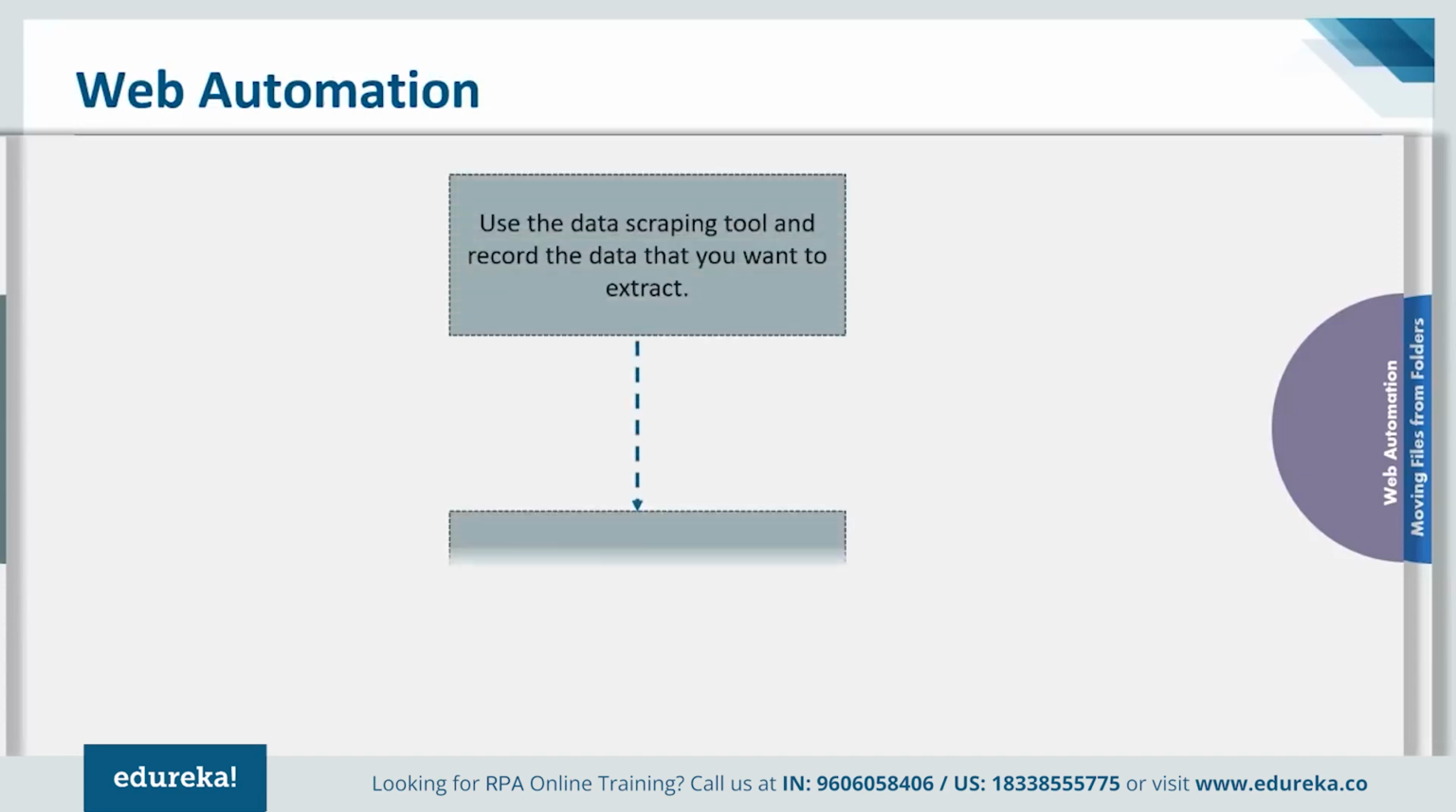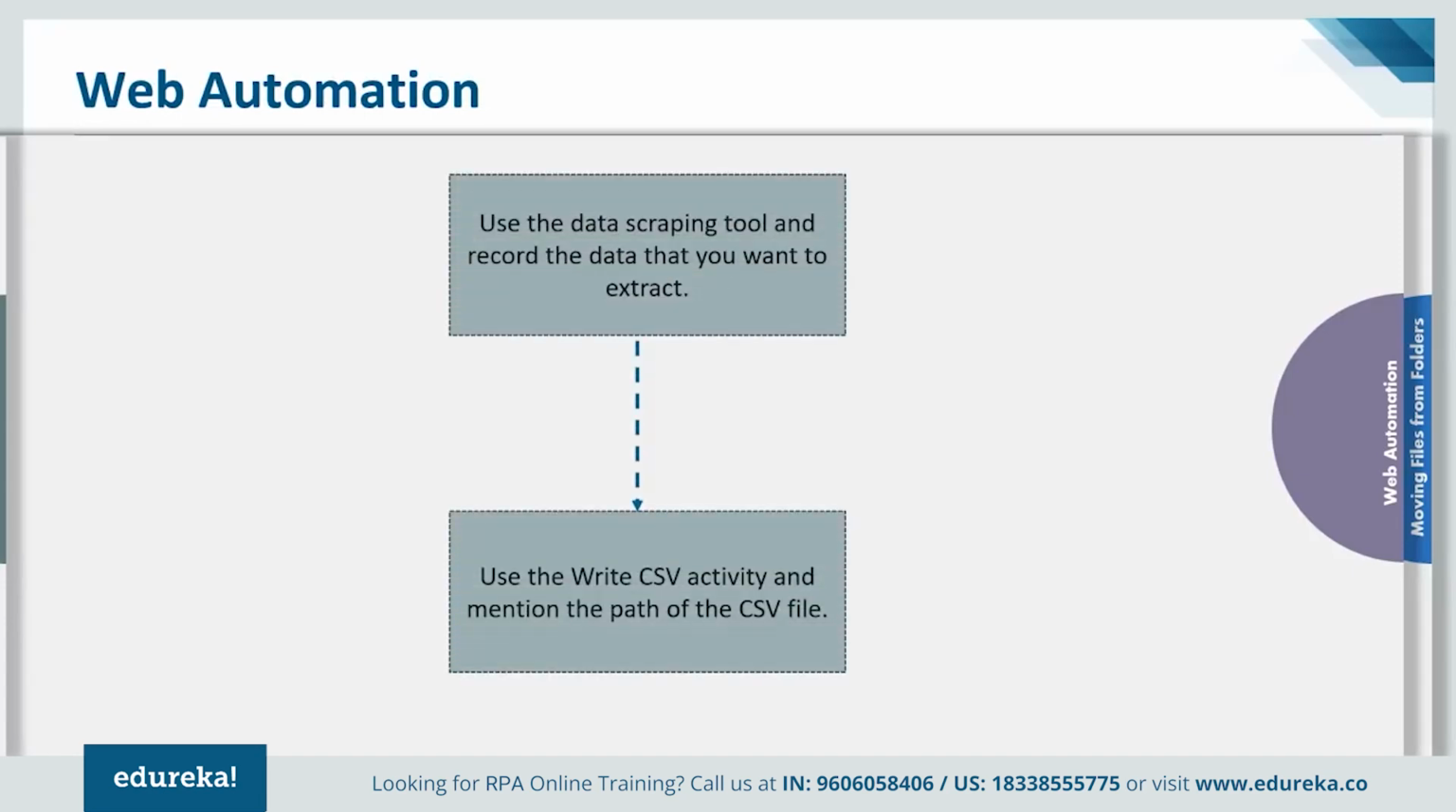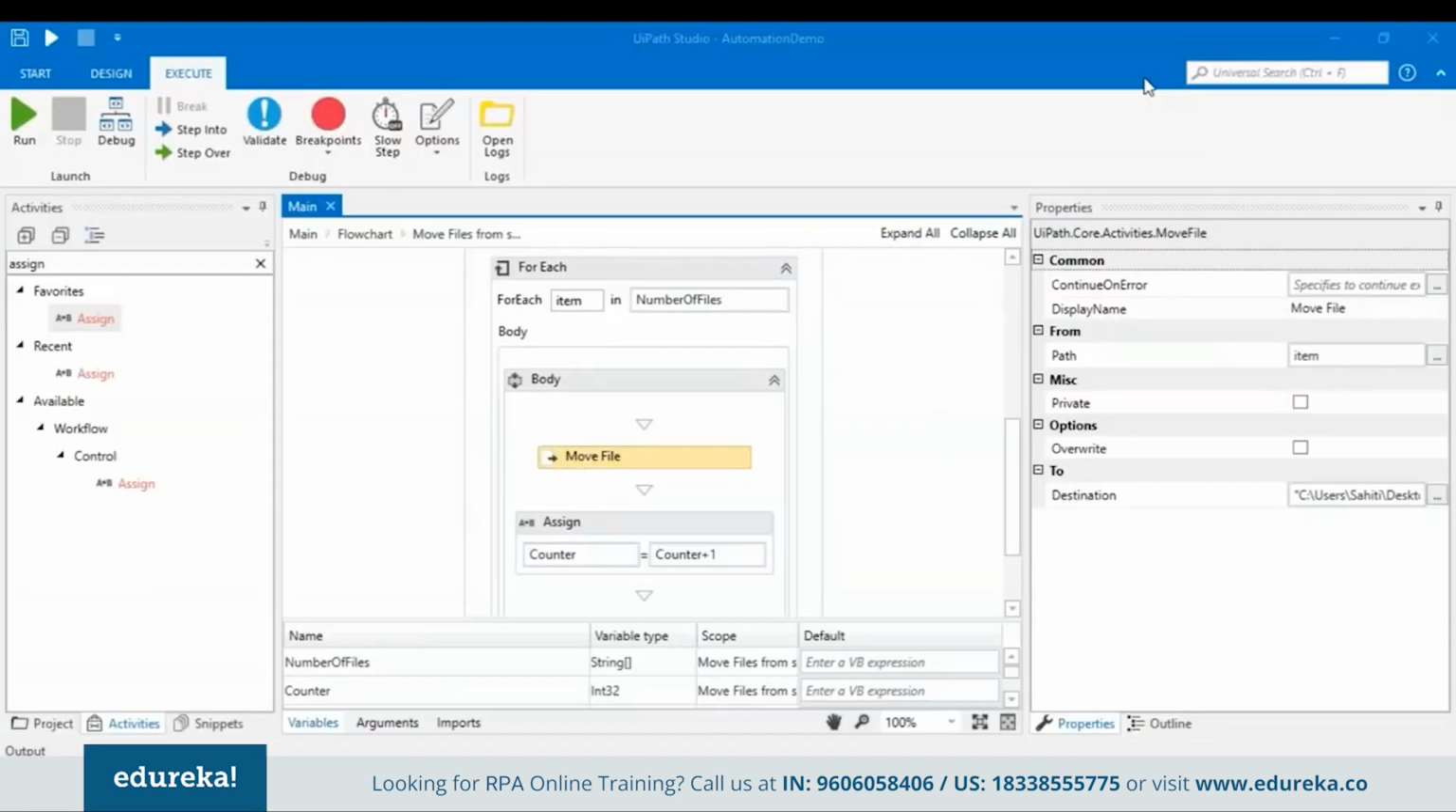You just have to open your UiPath Studio, use the data scraping tool, and record the data that you want to extract. So basically, first you have to make sure that your website is open, and then you go back to the UiPath Studio and choose the data scraping tool. Once you choose that, you indicate the elements of what all data you want, and then you choose the right CSV activity to store all the data that has been extracted from the website, right? So that's really simple, guys. Let me shift back to my UiPath Studio and show you how that's done.